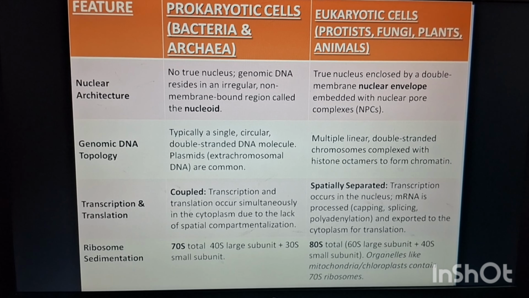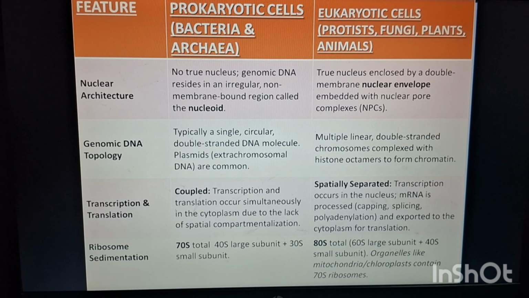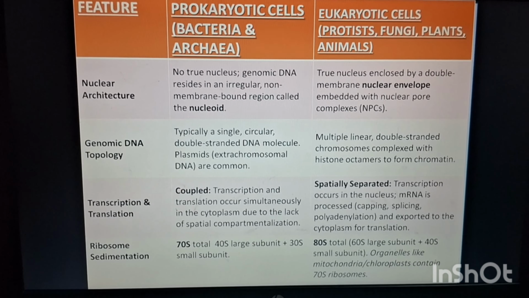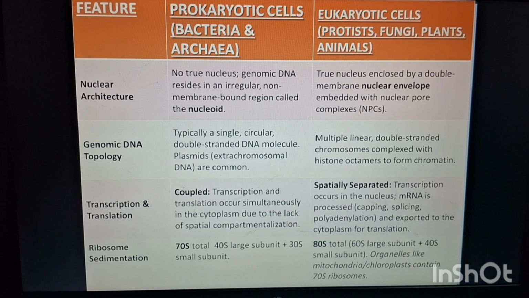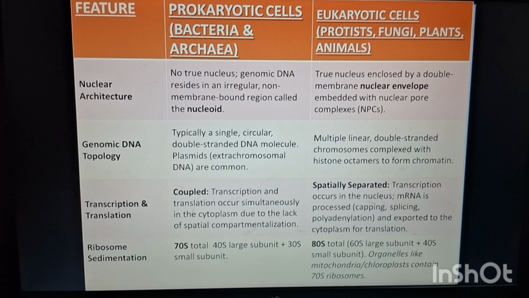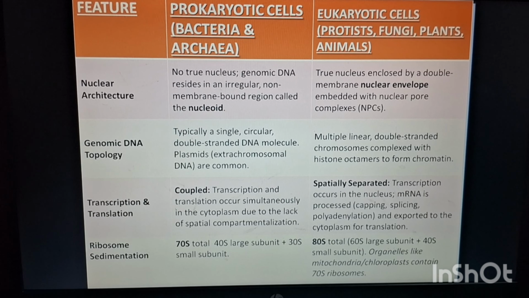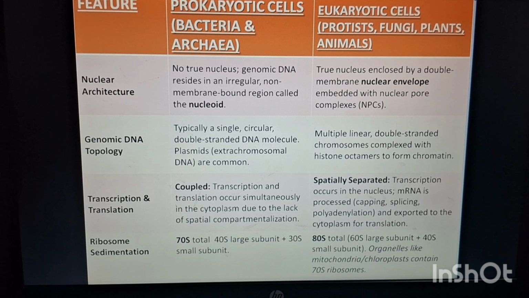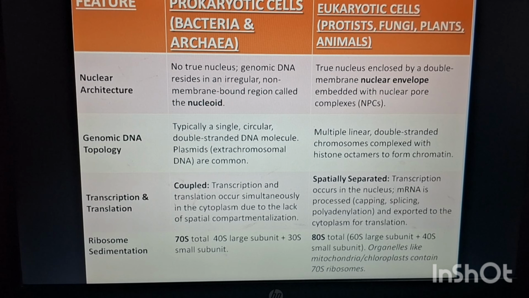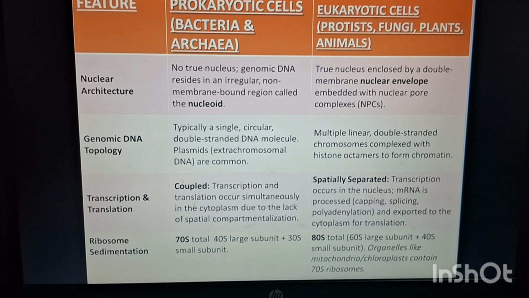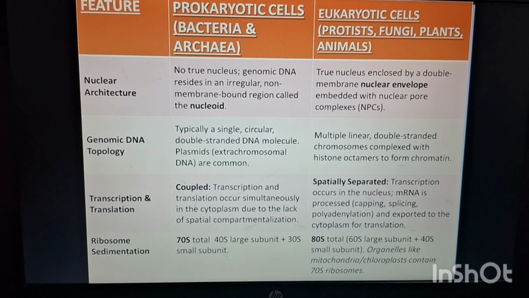Next feature, transcription and translation. In prokaryotic cells, transcription and translation processes are coupled, meaning transcription and translation occur simultaneously in the cytoplasm due to lack of spatial compartmentalization. And in eukaryotic cells, they are spatially separated, that is, transcription occurs in the nucleus, mRNA is processed, and post-transcriptional processes, that is capping, splicing and polyadenylation, occur, and then it is exported to the cytoplasm for translation.